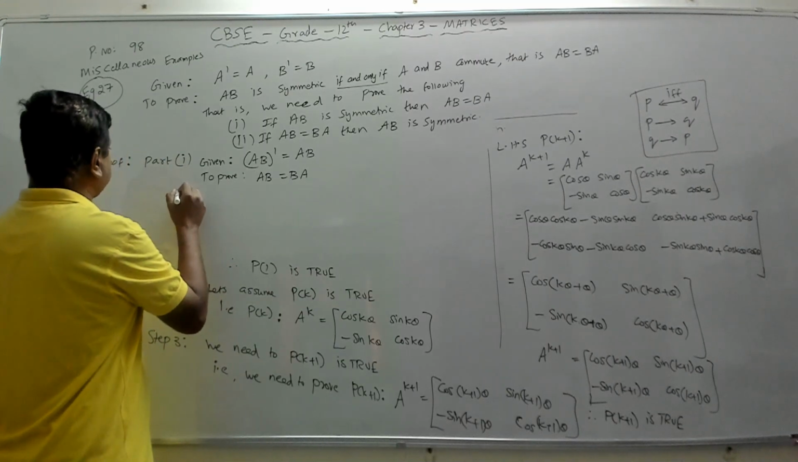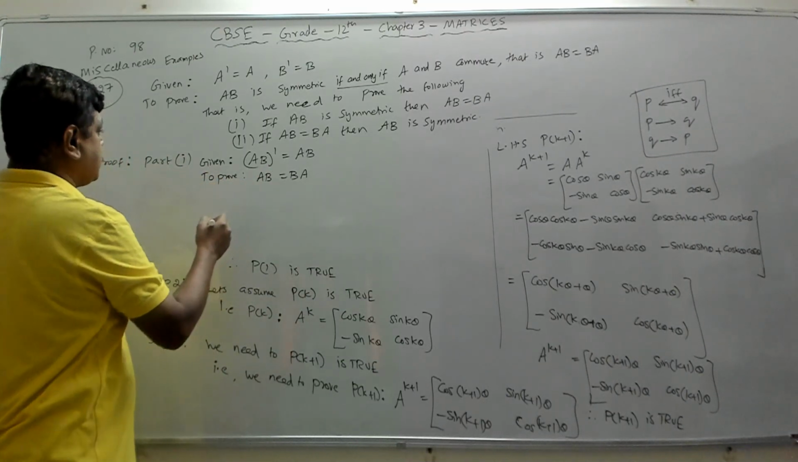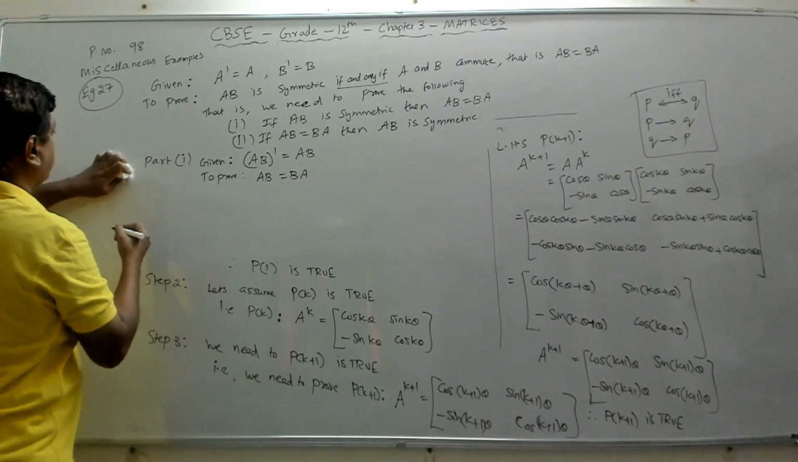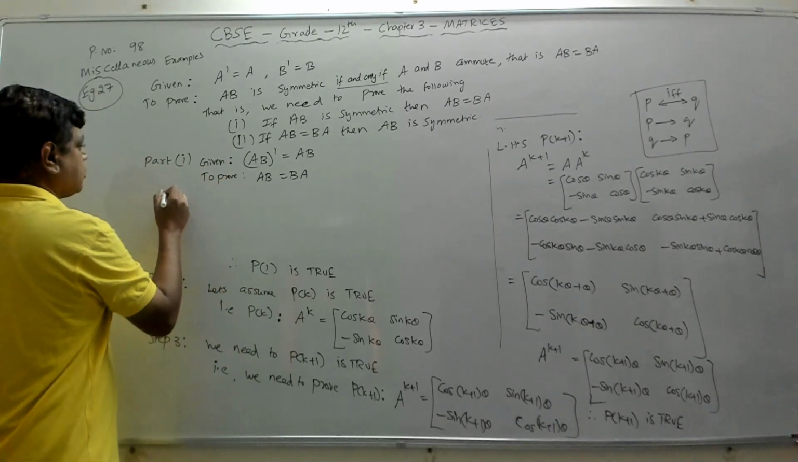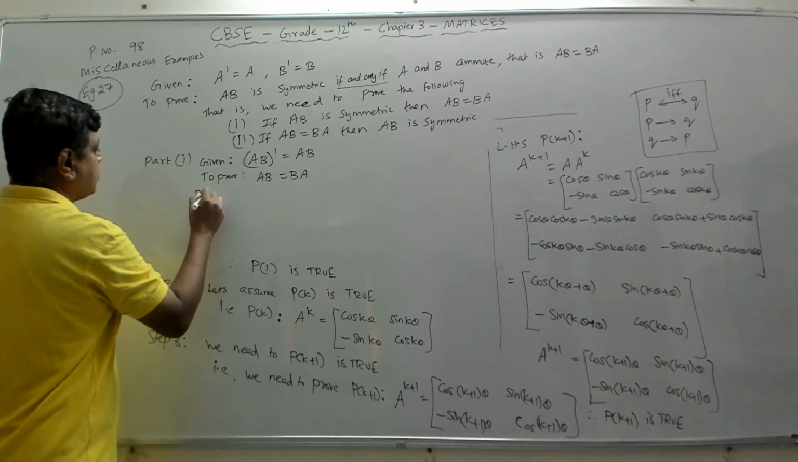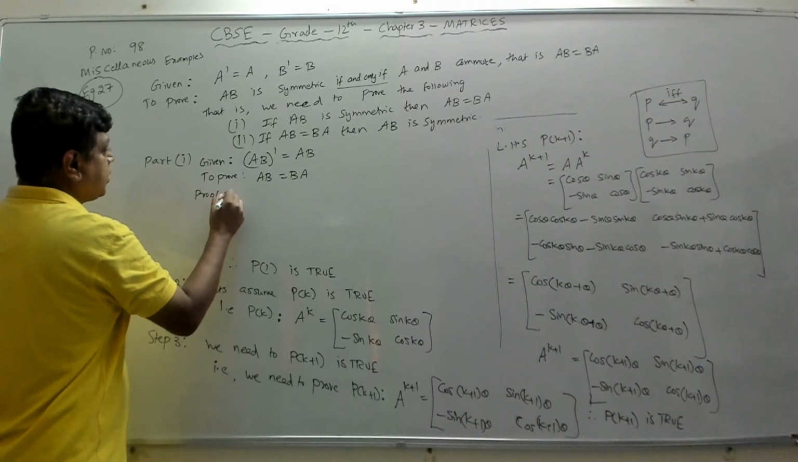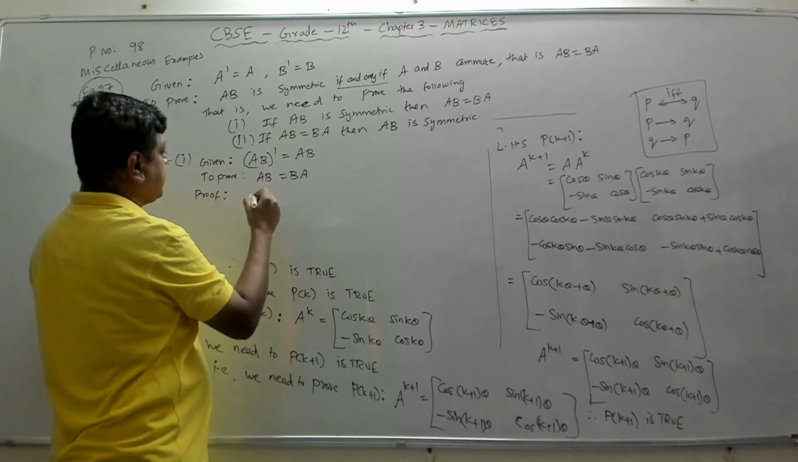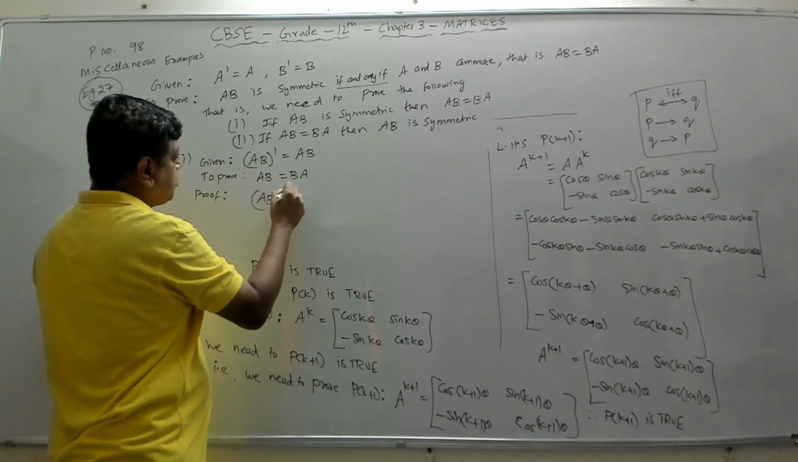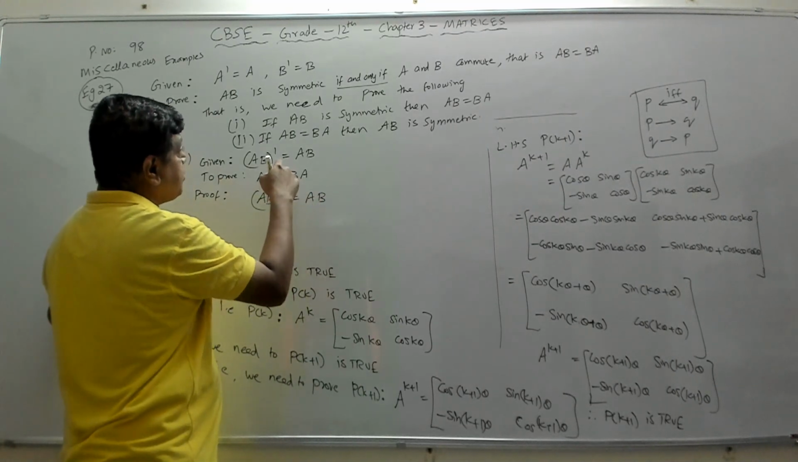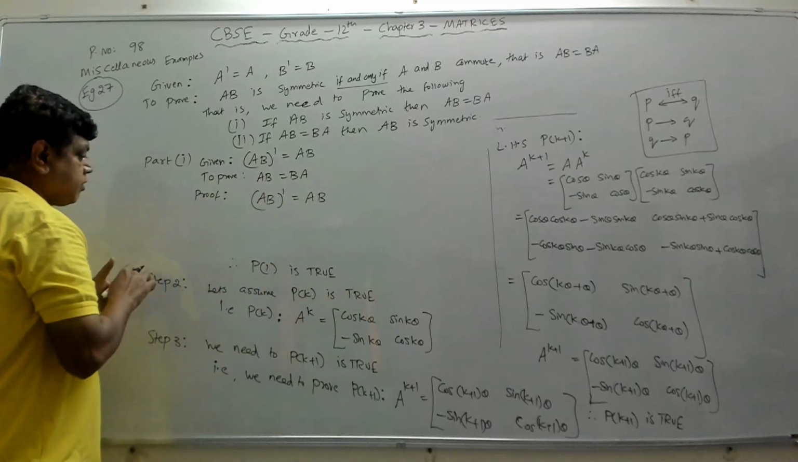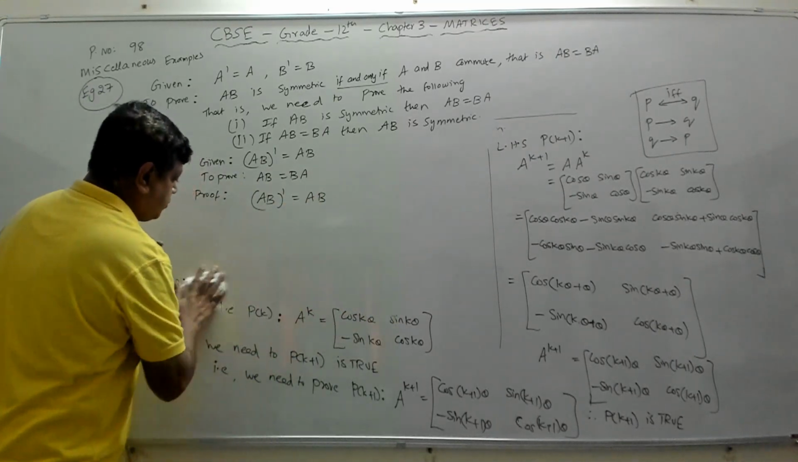So the proof is, again, to prove is this. So I'm going to write the proof for part 1. Part 1 given is this. So to prove is this. So proof for part 1 is, this is given. AB whole transpose is equal to AB. That is given. Why? Because AB is symmetric. AB is symmetric means AB transpose equal to AB. That is the definition for a symmetric matrix.